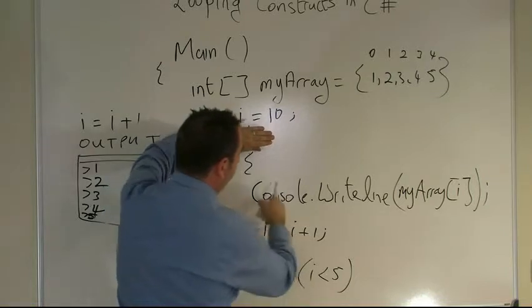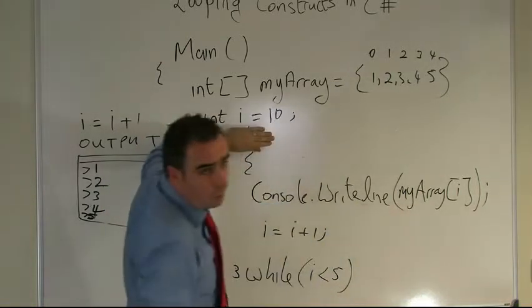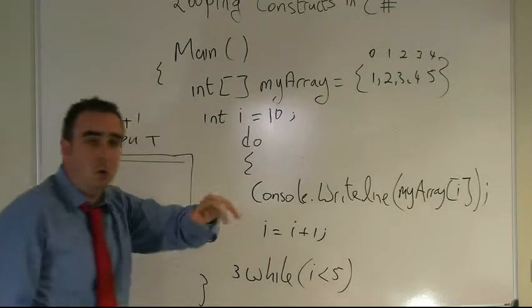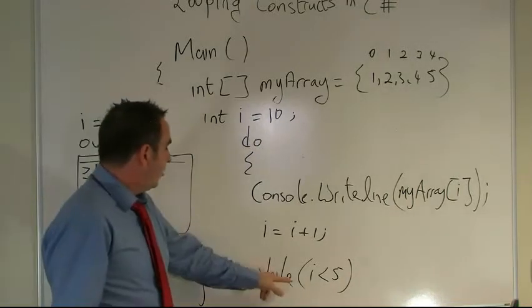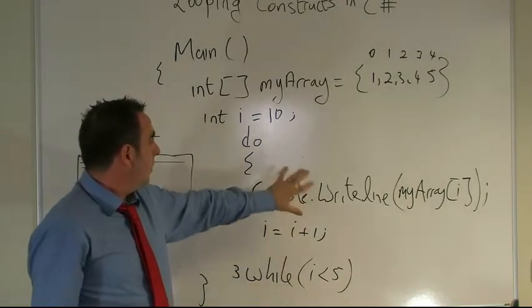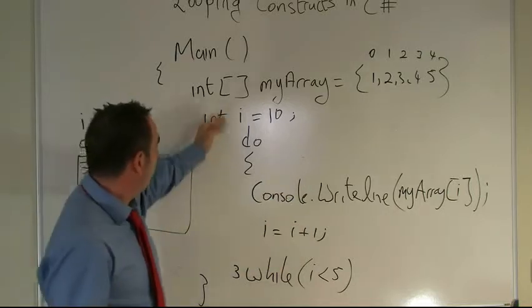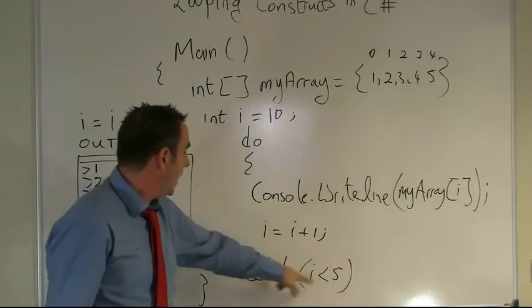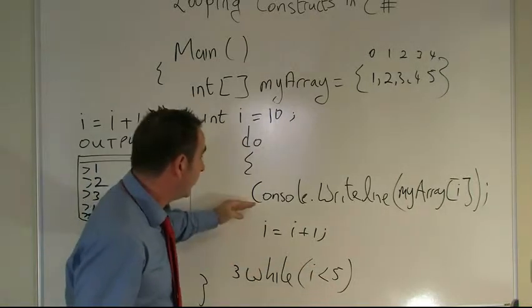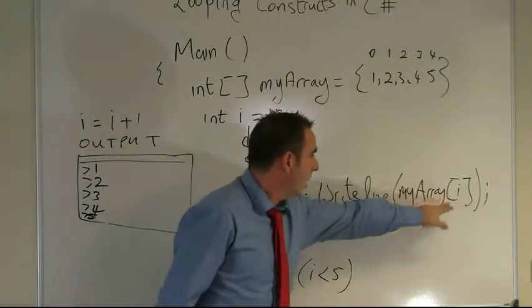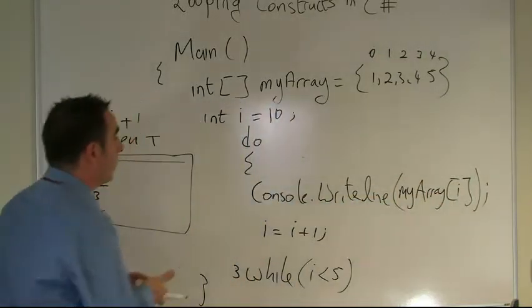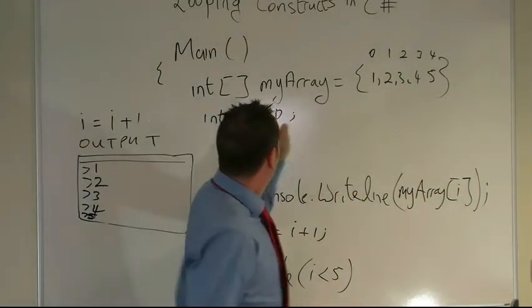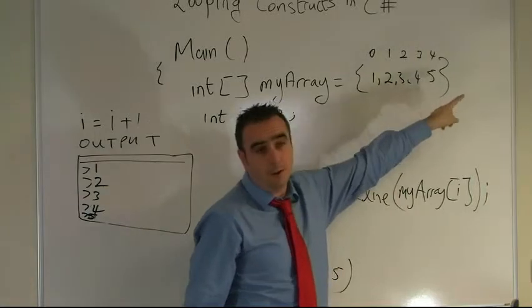That condition would fail. This would never happen. We'd have nothing written to the console, okay? But with the do while loop, the condition isn't checked till after one iteration of the loop. So we'll come in here, int I is equal to 10, do this while I is less than 5. So it does it once, okay? So we get I written to I equal to 10, which is going to access outside of our array.